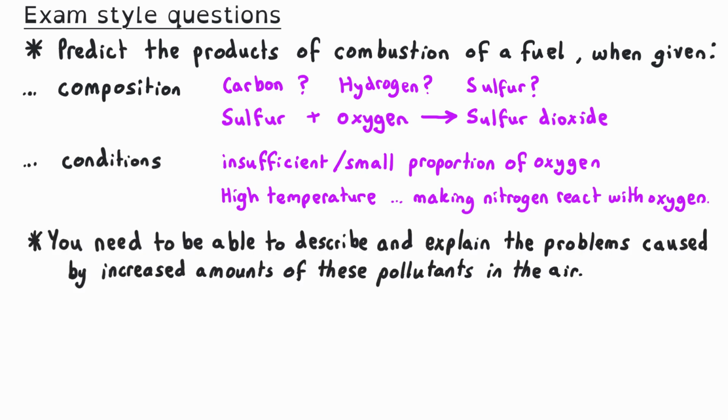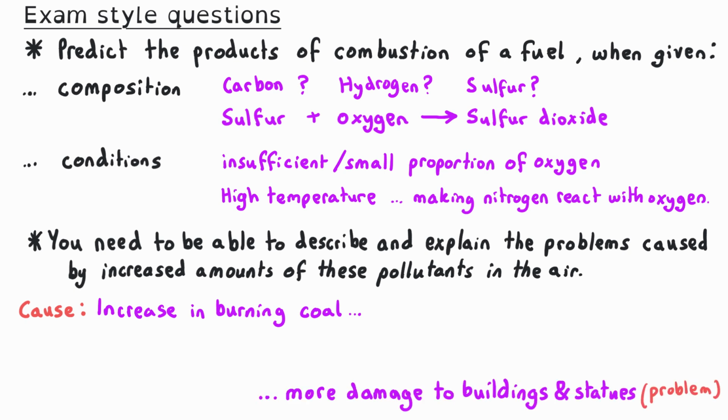You also need to be able to describe and explain the problems caused by increased amounts of these pollutants in the air. Now, precisely what you say will depend on how many marks there are available in the question. And so it could be a very open question asking you to explain the problem caused by an increased burning of coal. And so you might say that an increase in burning coal will cause more damage to buildings and to statues. This is a description of the problem. I've identified the cause and I've said an impact of it, but I haven't really explained it. That means I haven't really developed my idea and I haven't explained the connection between the cause and the problem.